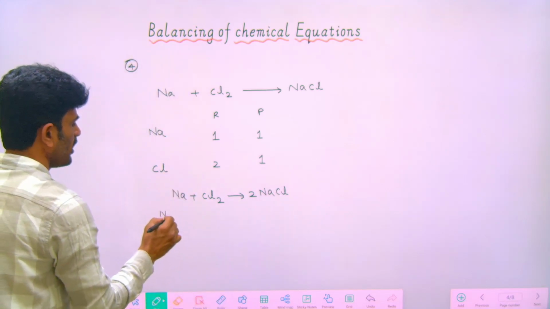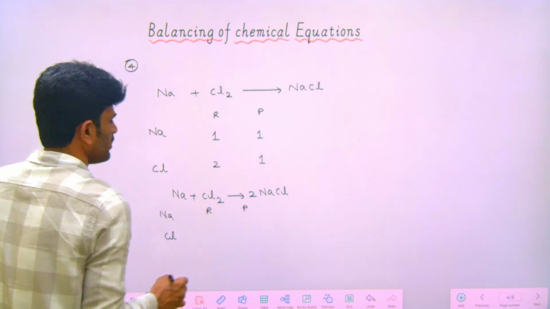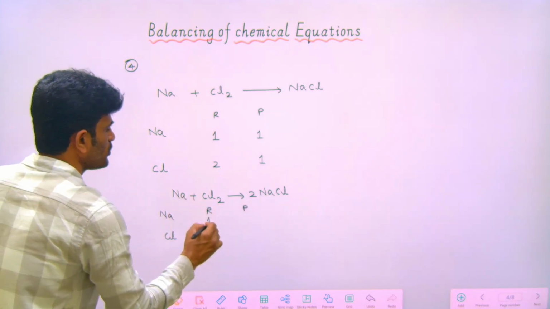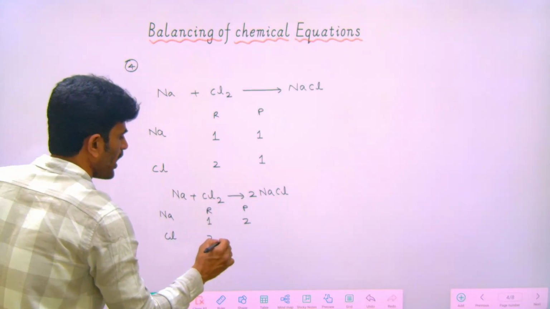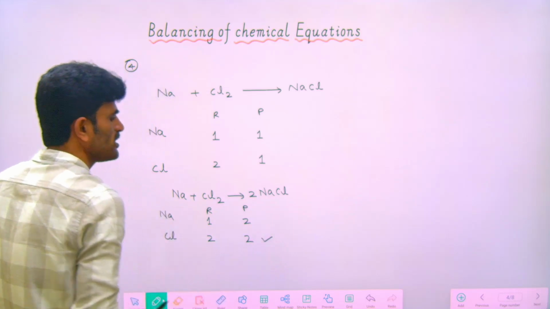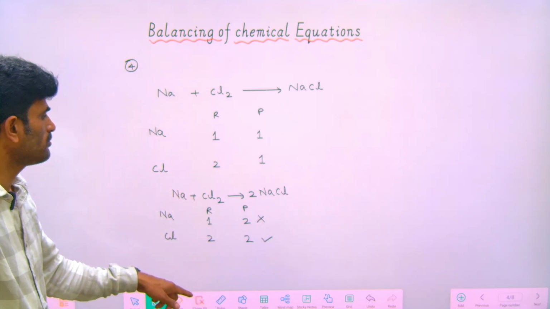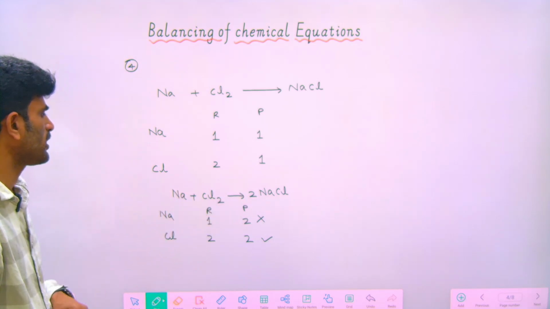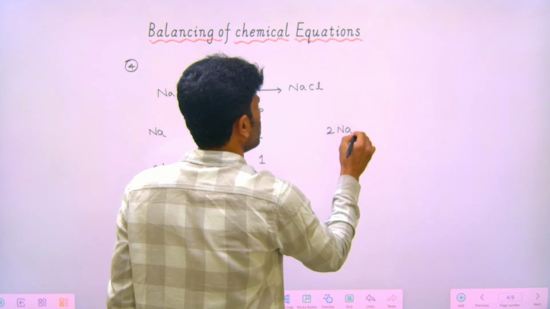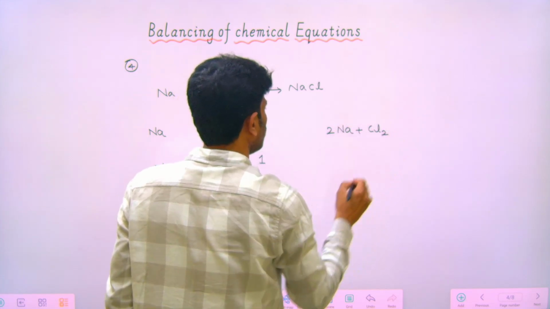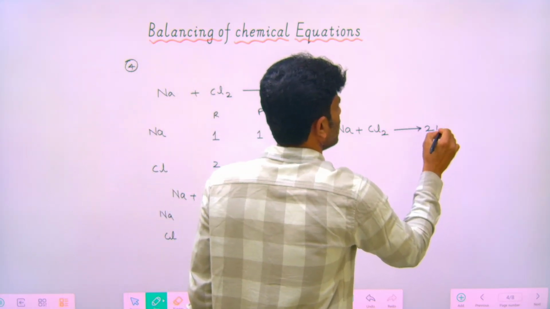Now if you check sodium, chlorine, reactant side we have one sodium, but product side we have two sodiums. Chlorines are balanced, 2, 2. Now chlorines are balanced, but sodiums are not balanced. To balance sodiums, what you have to do again? This 2 should be multiplied on the reactant side also. Now our final equation becomes 2Na plus Cl2 gives rise to 2NaCl.